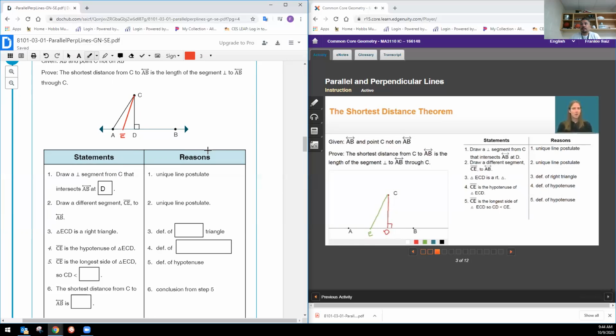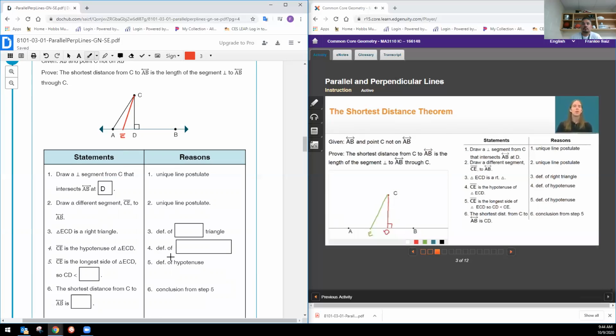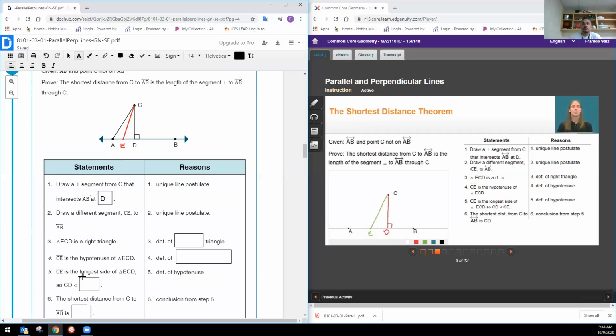But I want you to notice now that in step 5, we've actually gotten what we needed. We started with any other line segment than CE, and we showed that we can always make this right triangle. When we do that, we always end up with the hypotenuse being longer than CD. So this actually proves that the shortest distance from C to line AB is the length of the line segment CD. This is exactly what we concluded in step 5. So this proves the shortest distance theorem for us.